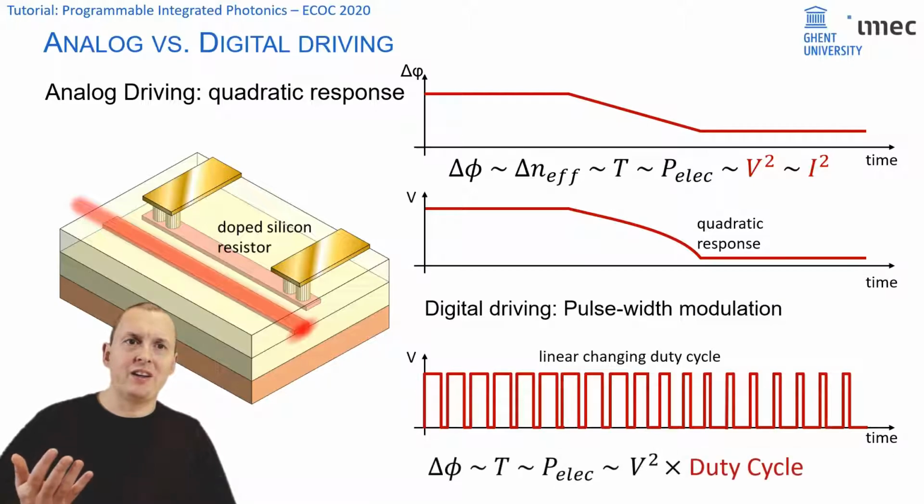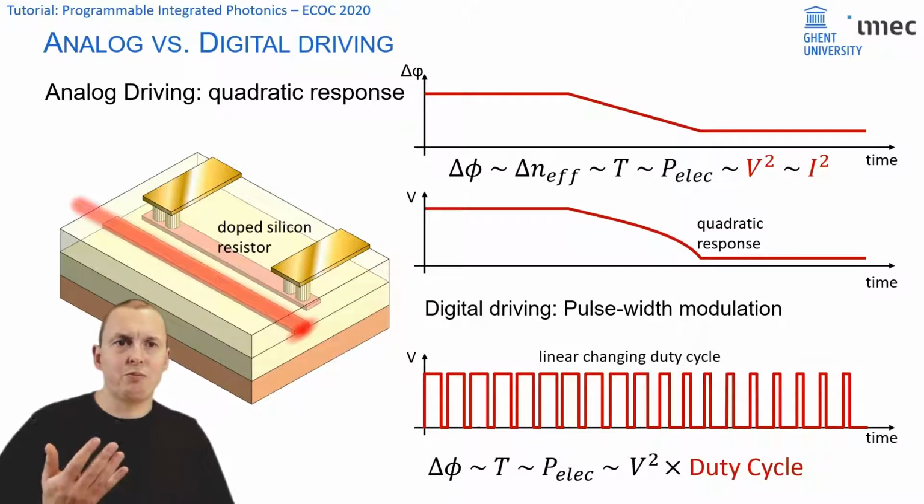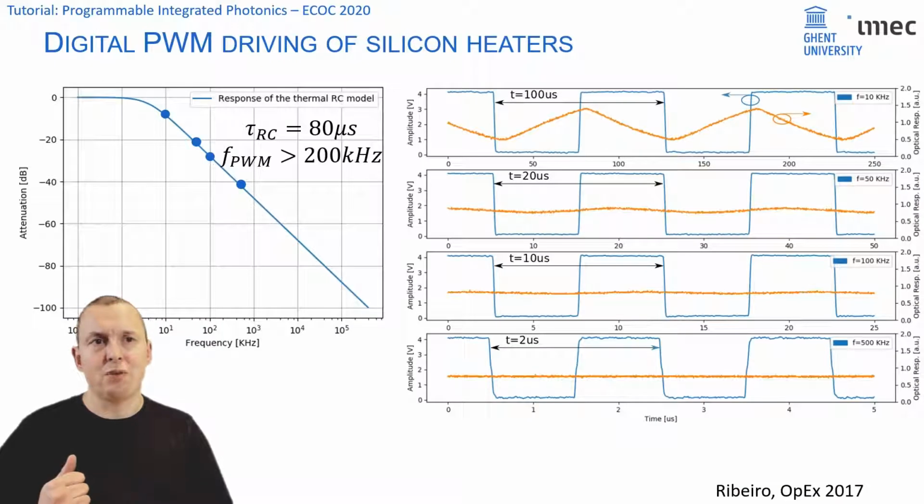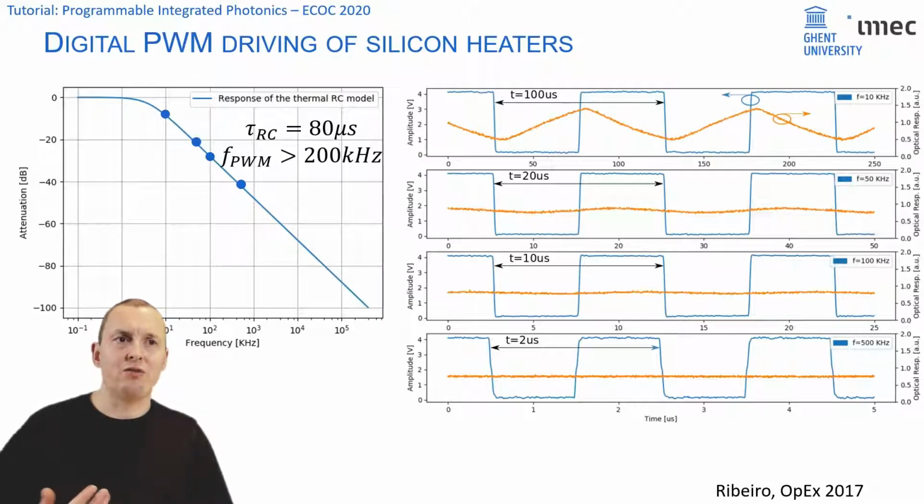That's why it's sometimes useful to switch your analog driving for digital driving, for instance, using pulse width modulation. There the power delivered to your heater is just proportional to the duty cycle. So now you have a linear driving scheme. The key requirement here is that you drive this fast enough, because your heater is a fairly slow device. So if you modulate these pulses fast enough, what your heater feels is an average power delivery. You see, for instance, that for frequencies over 200 kilohertz, the heater has essentially a uniform response.